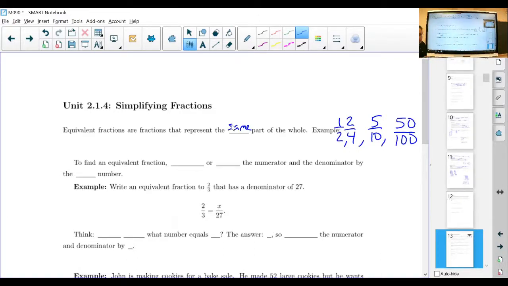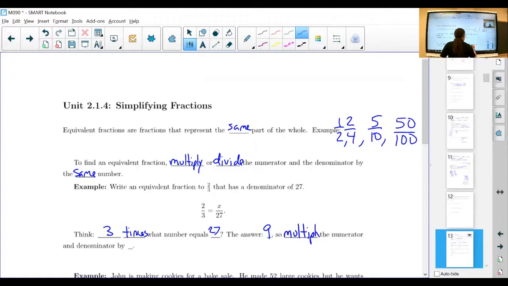If we want to find an equivalent fraction, what we're going to do is either multiply or divide the numerator and denominator by the same number. So if we want 2/3 and we want that to have a denominator of 27 instead, we're going to say, well, 3 times what number equals 27? 3 times 9 is 27. So we multiply the denominator. We have to do the same to the numerator. Multiply them both by 9.